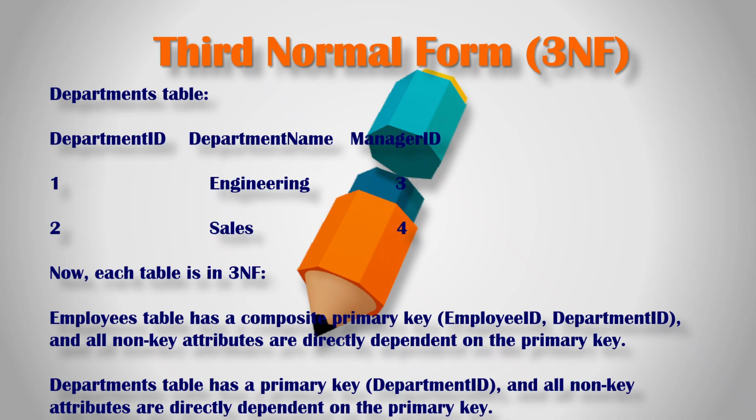Now each table is in 3NF. Employees table has a composite primary key, employee ID, department ID, and all non-key attributes are directly dependent on the primary key. Departments table has a primary key, department ID, and all non-key attributes are directly dependent on the primary key.